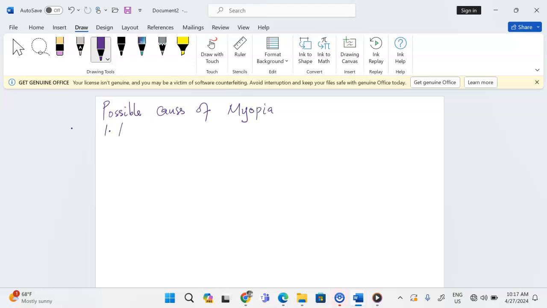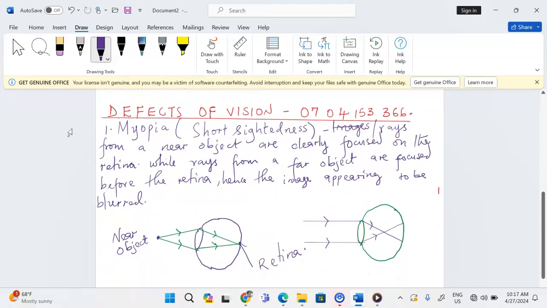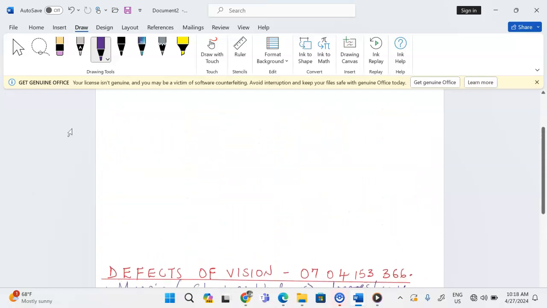One is what we call a long eyeball. Eyeball is generally the diameter of the eye from the eye lens to where the retina is. This distance now is the eyeball. Generally, if the whole of that distance is too long, then the rays might intersect before reaching the retina. That is a possible cause of such a defect.